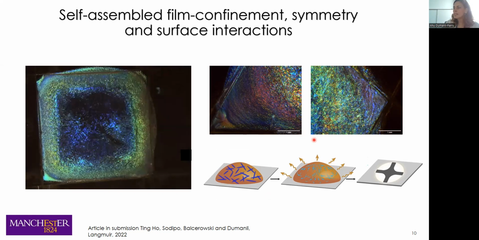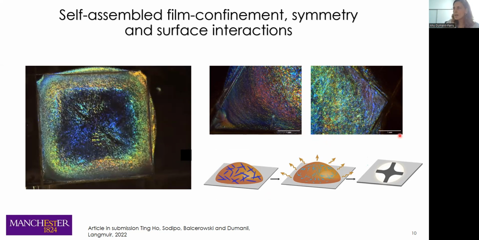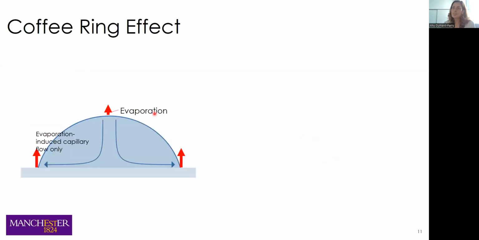What is happening in this droplet kind of film formation is this: when you start with a droplet kind of shape, the evaporation rate at the top of the film and at the edges of the film are quite different from each other. And that creates a flux. And the flux pushes the particles towards the edge.